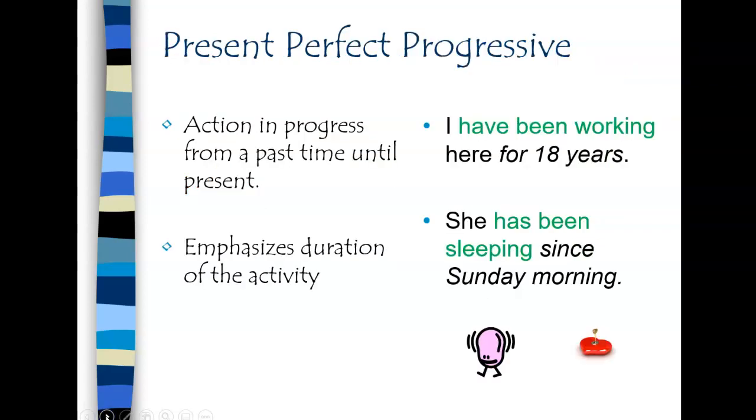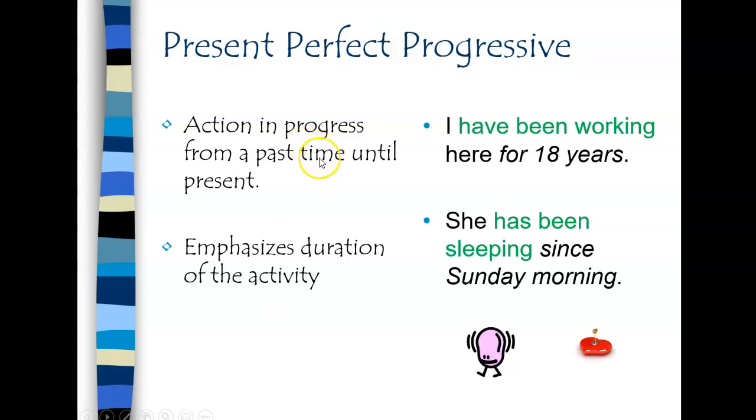Next, we have the present perfect progressive, and I just want to go over this quickly because some of you will say, oh, it sounds like the same thing. And in many ways it is. The present perfect progressive is what a native English speaker would use whenever possible. And again, we don't think about it. It just comes out of our mouth that way.